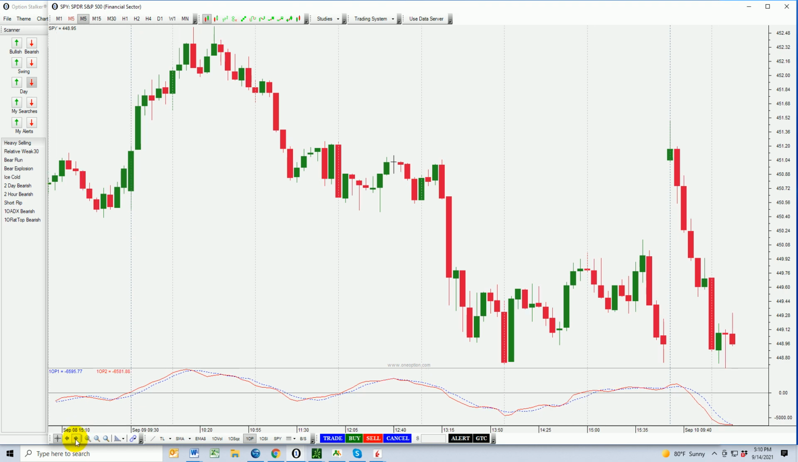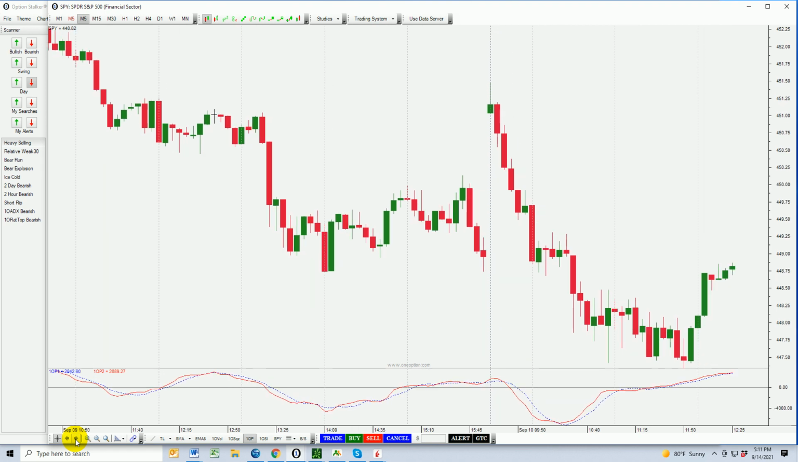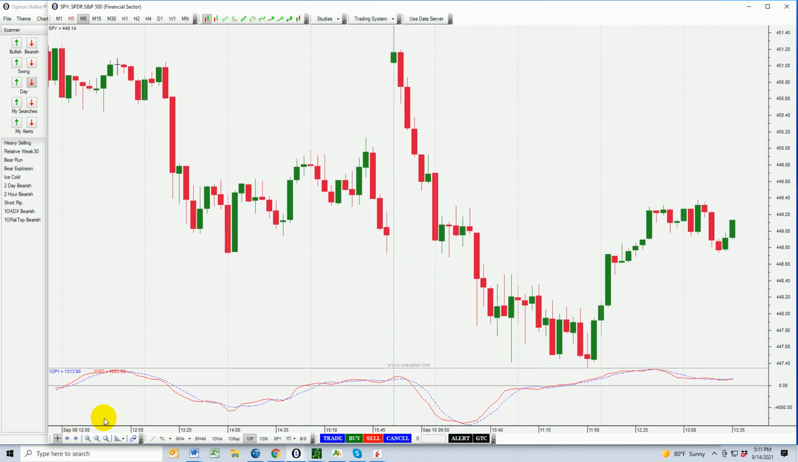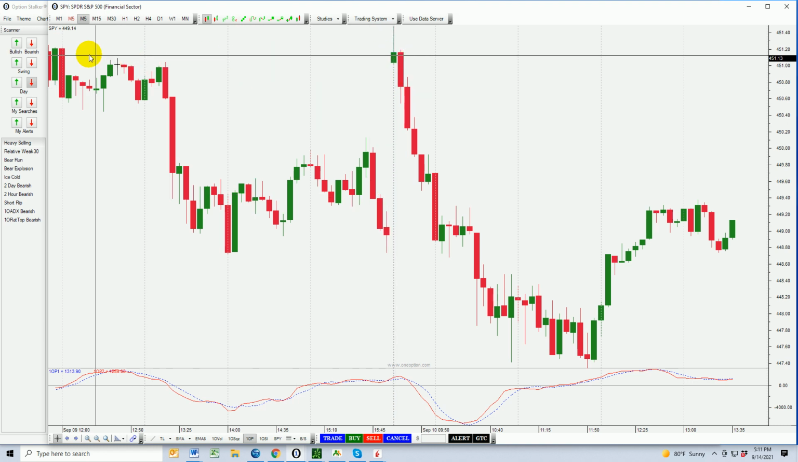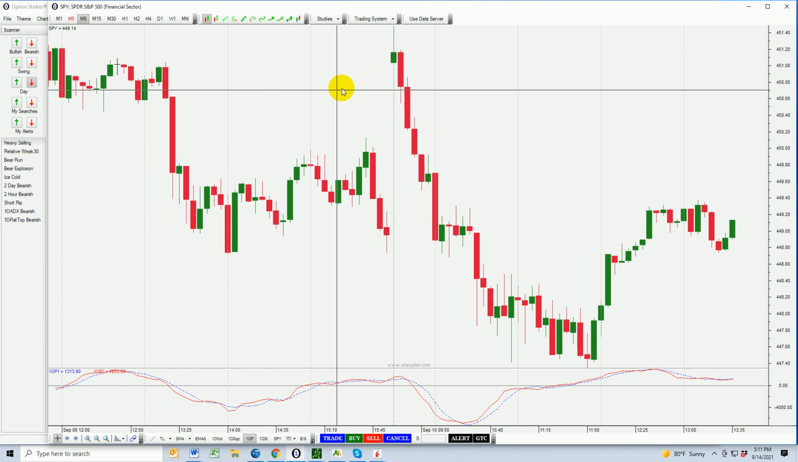So let's go to the next day and take a look at what we have working. So we come into the day and we get a nice gap higher. So we get this gap up. Look at that. We're right on the highs from the prior day. Actually, not even the highs, but a resistance level.